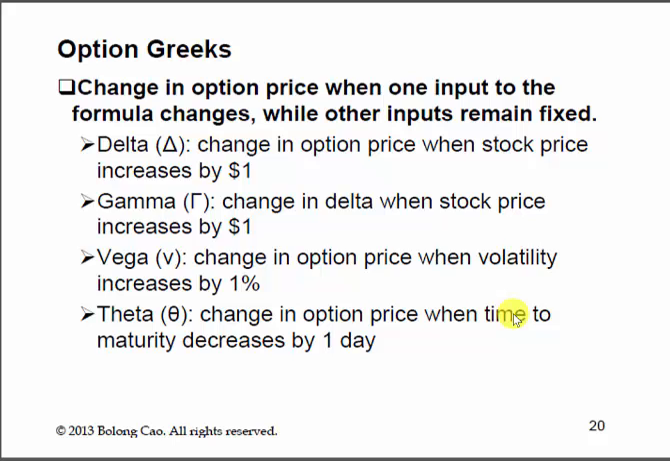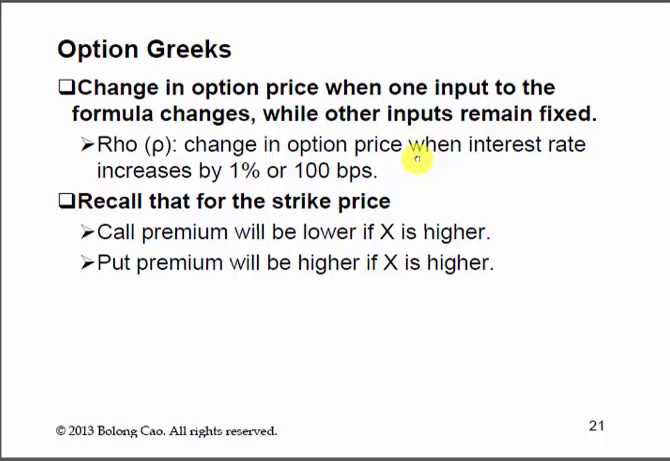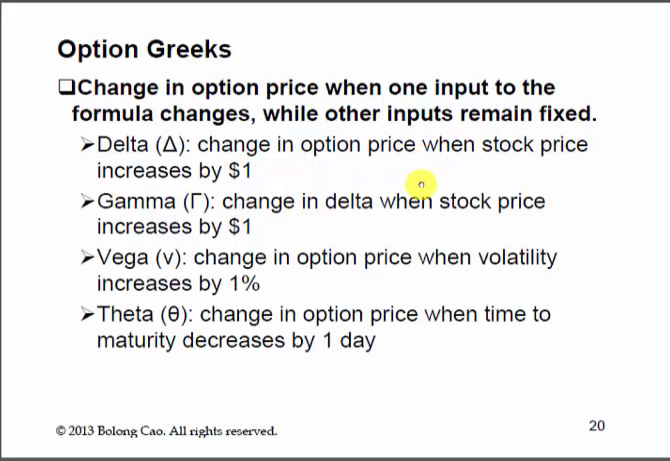So now let's talk about the so-called option Greeks. These Greek symbols: delta, gamma, vega, theta, and we have rho and psi, right? These symbols describe the change in option premium when one input to the Black-Scholes formula changes while other inputs remain fixed. In other words, keep everything else equal. We just change one input in the Black-Scholes formula, and we want to know how much the option premium or some character of the option will change.